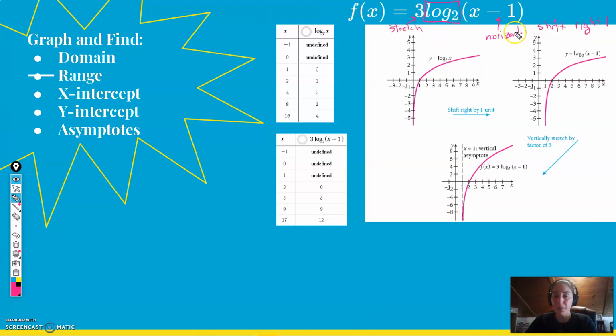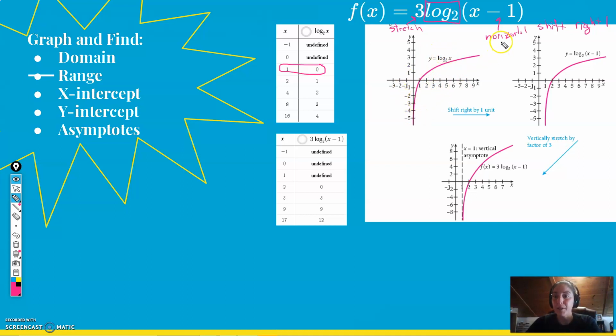Okay, so we're going to look at the parent graph, and we're going to apply the stretch, and we're going to apply the shift, and then we're going to see where we land to get a sketch of this. So the parent graph is here, log base 2 of x. -1 undefined, 0 undefined. We don't start being defined until 1. So of the parent graph, our x-intercept is 1, and our domain is all positives. And we plug in 1, 0, 2 to 1, 4 to 2, 8 we get 3, 16 we get 4, and so on. So that graph is here.